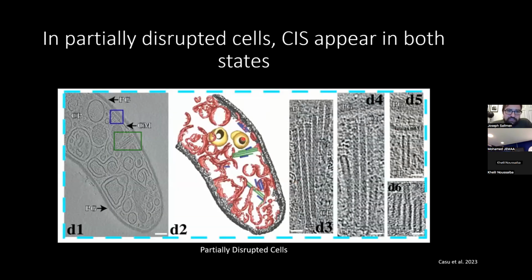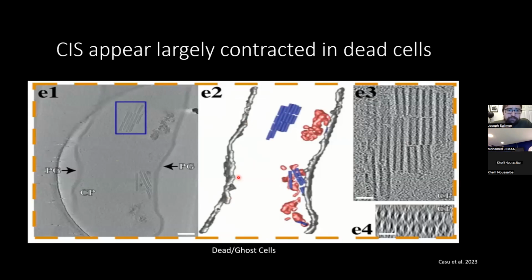If you start to see these membrane-bound cis, they are basically these cells that have membranes that are disrupted. You have a mixture of cis that are in blue. Those are the contracted ones. So that means they've done their job, and the green ones. And if you look at a ghost cell, they have no membranes and all of them disappear and they become basically all contracted.